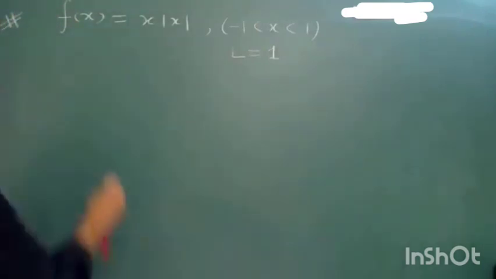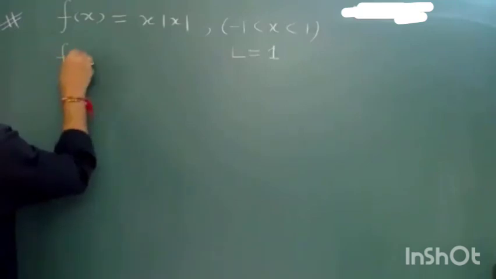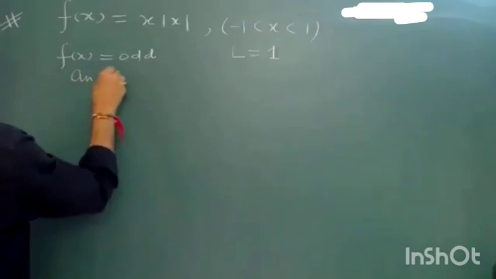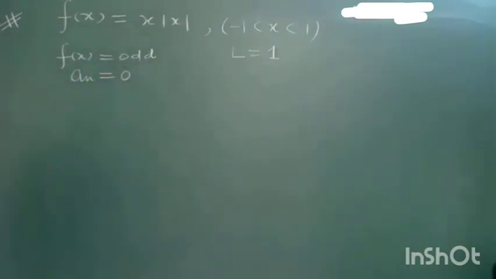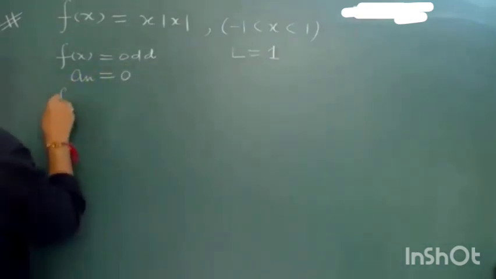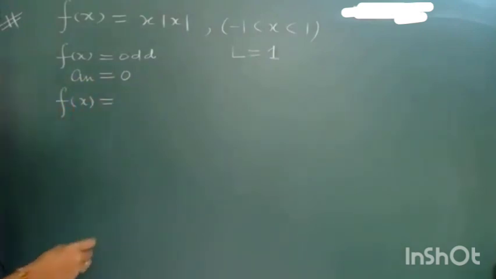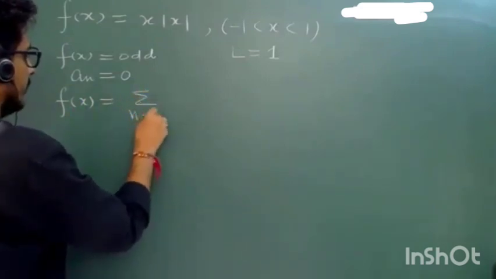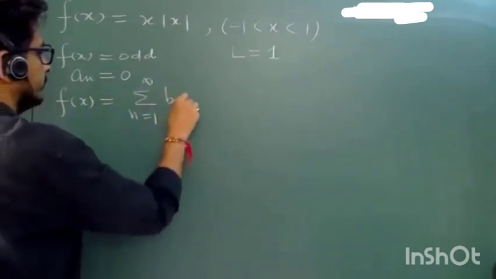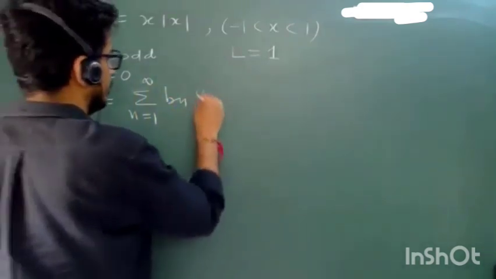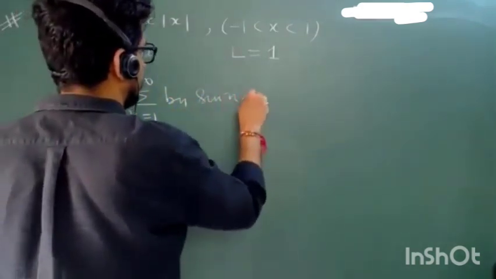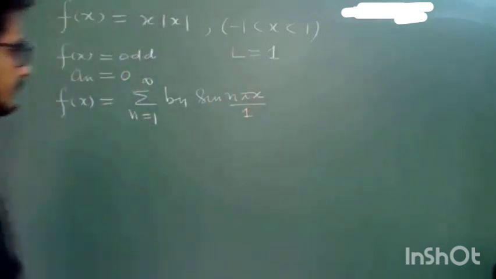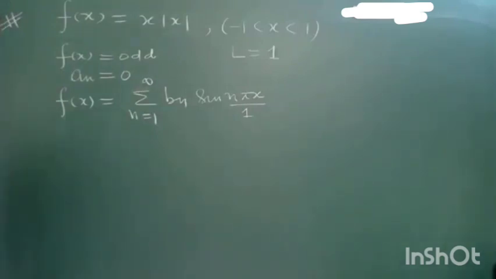And if I want to write this, f(x) is an odd function. So the immediate consequence is that a_n will be equal to 0. Okay? So if I write f(x), it will become summation n is equal to 1 to infinity b_n sine of n pi x by L. This will be the value of the series.